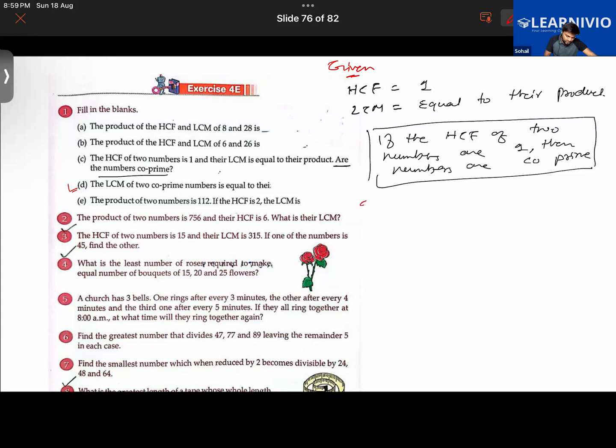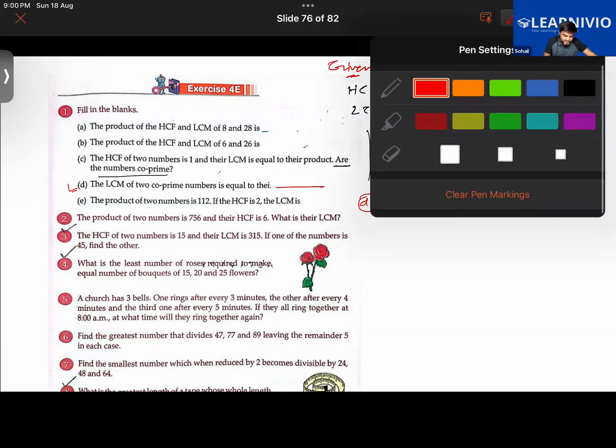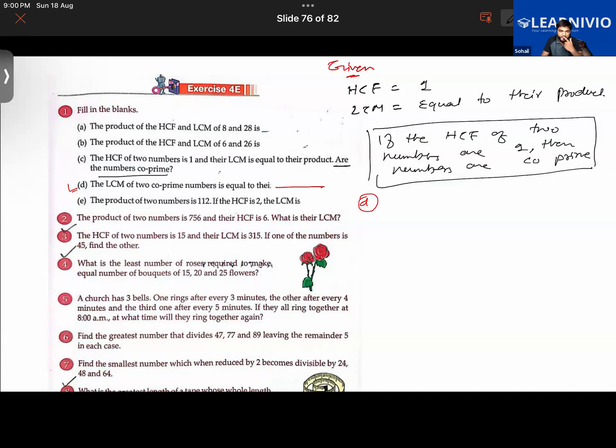Now question number D says that the LCM of two co-prime numbers is equal to their what? Okay. So try to understand this via one example. Can you provide one example of co-prime numbers? Yes, Habib. 13 and 17. Yes, very good. 13 and 17.